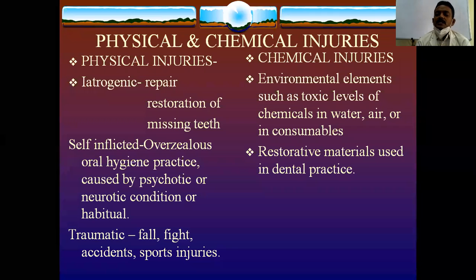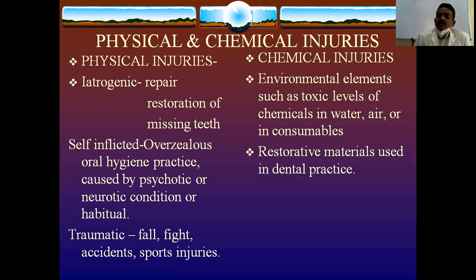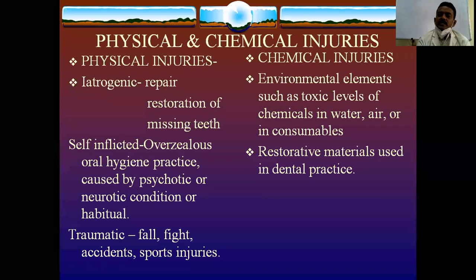Coming to the chemical injuries, they may be due to environmental elements such as toxic levels of chemicals in air, water, or consumables. For example, we see creamish, brownish, or yellowish discoloration of teeth in some individuals. People who consume more fluorine through water in fluoride-rich areas show yellowish or brownish staining on the tooth. Some people who take tetracycline medication for long periods also show yellowish or brownish discoloration of the tooth surface.